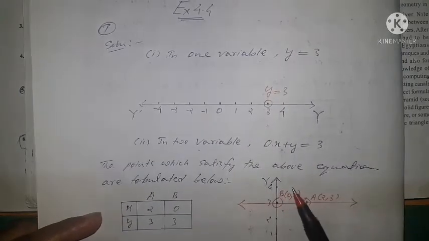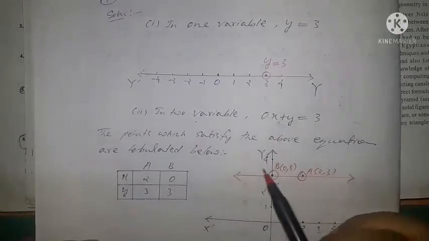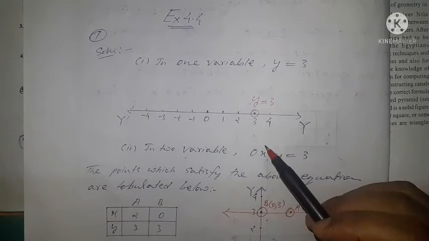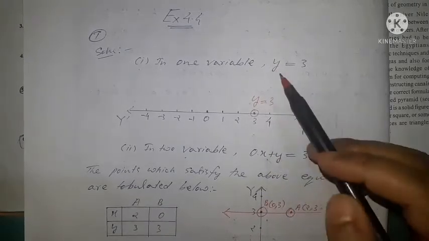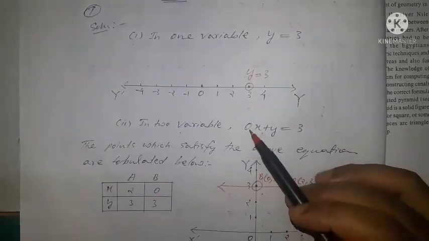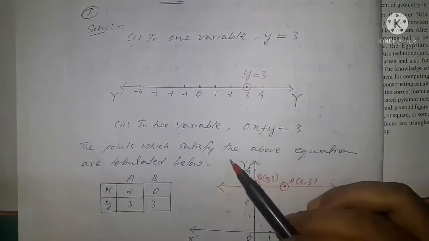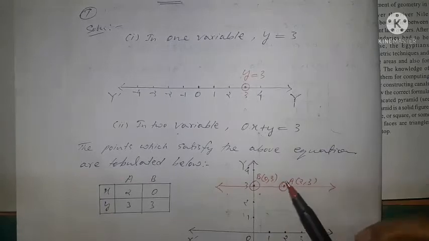So this is the value of y is equal to 3. In two variables we will be representing this on a Cartesian plane. To represent this in two variables, we need to rewrite the equation since x is not there. So we can write 0 into x plus y, that means the coefficient of x is 0. So 0x plus y is equal to 3.